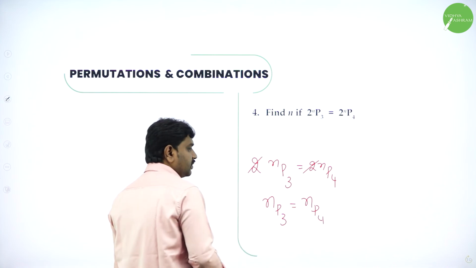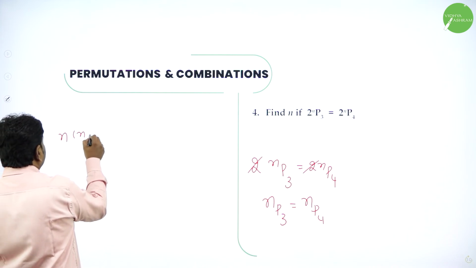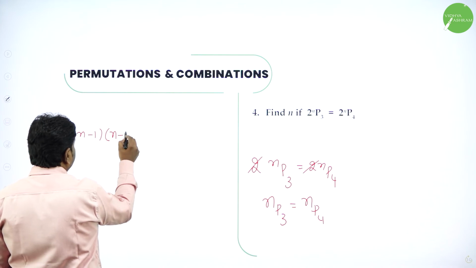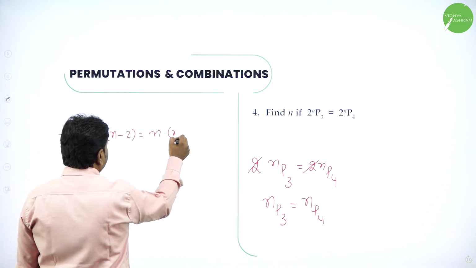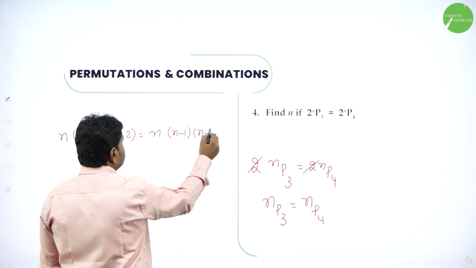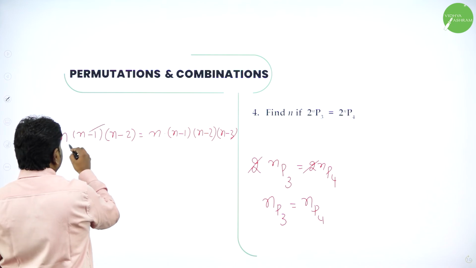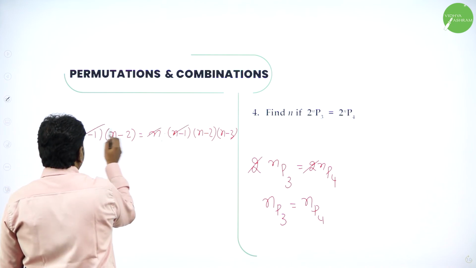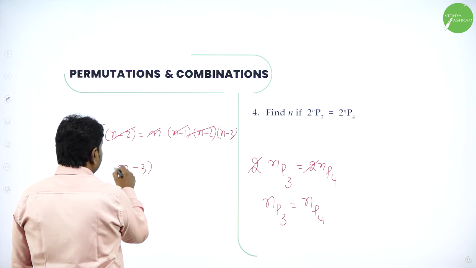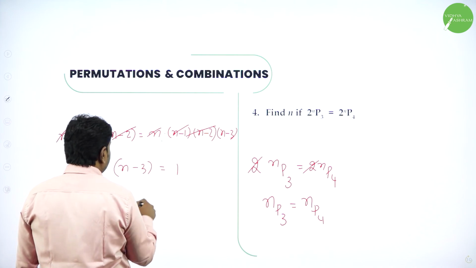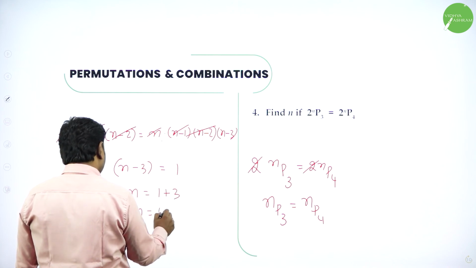Then what is n? See, nP3 means what? n into n minus 1 into n minus 2. nP4 is what? n into n minus 1 into n minus 2 into n minus 3. 4 terms. So I can cancel n, n minus 1, n minus 2. So I am left with n minus 3 is equal to what? 1. So n is equal to 1 plus 3. What is n? 4.